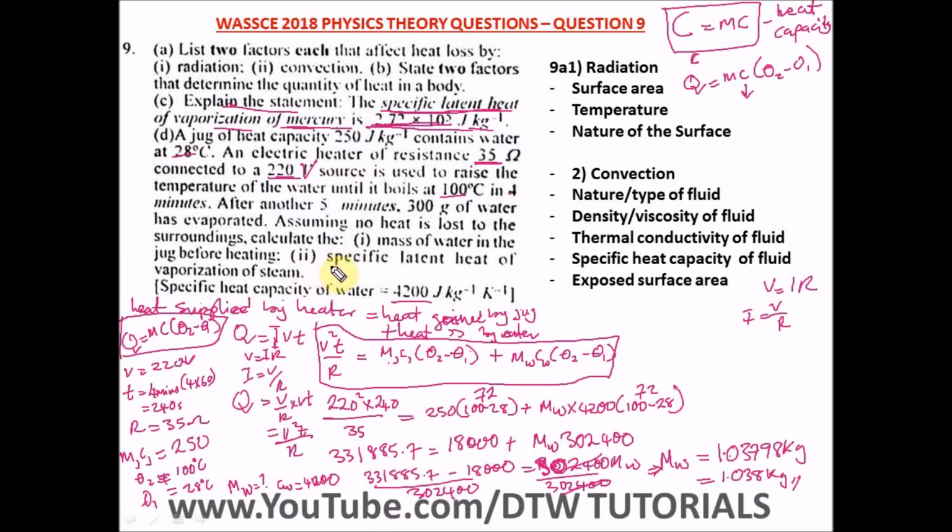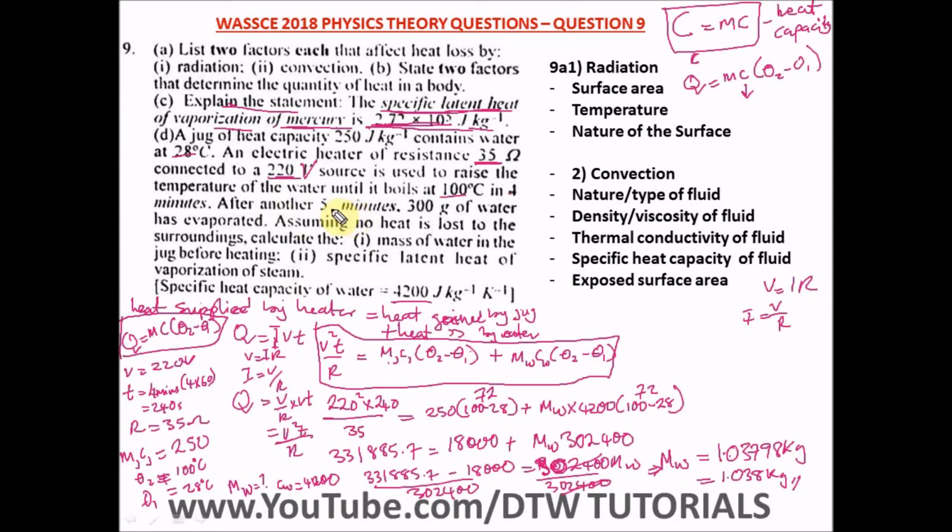Now I2 says find the specific latent heat of vaporization of steam. So how do we get this now? From this, it said it boils at 100 degrees Celsius in 4 minutes. It now says after another 5 minutes, 300 grams of water has evaporated. So specific latent heat means when it evaporates. Vaporization, all right, of steam.